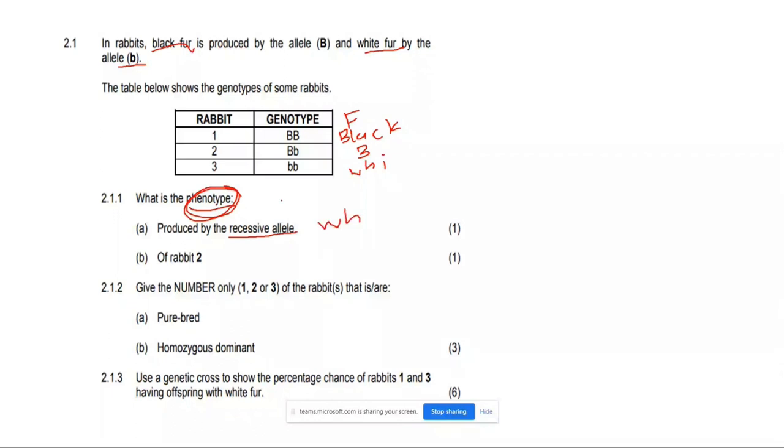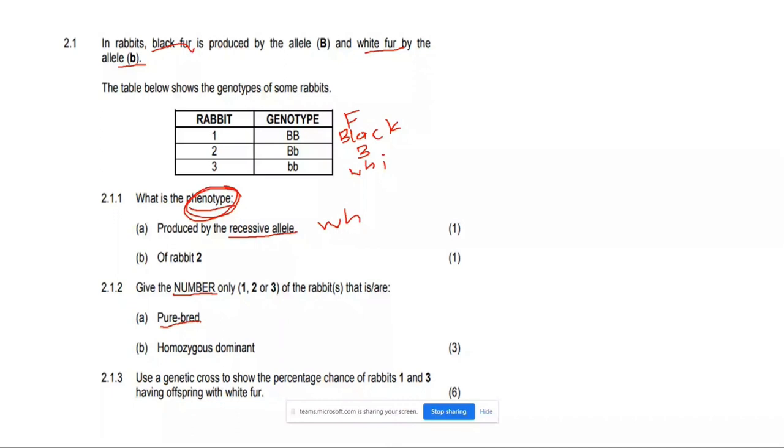What is the phenotype of rabbit 2? So if I look at rabbit 2, and because I was such a good learner and I knew my work, I already wrote there black. So I know it is black. Question 2.2. Give the number only. So they want this number 1, 2, or 3, of the rabbits that are purebred. Now, what does purebred mean? Purebred is just another term for homozygous. So if I must give a number of a rabbit that is homozygous, which rabbit, 1, 2, or 3, is homozygous for fur color?